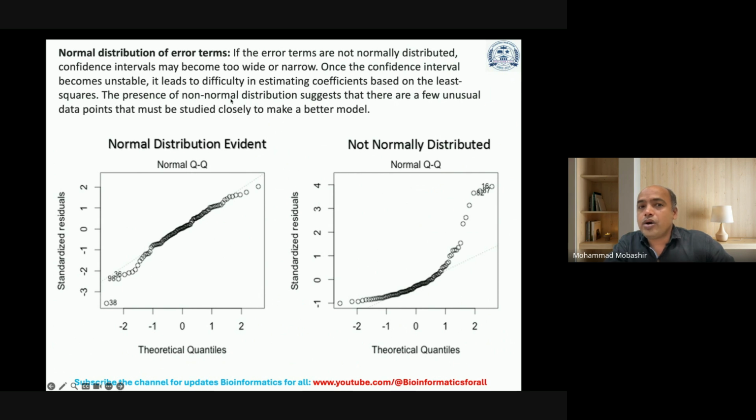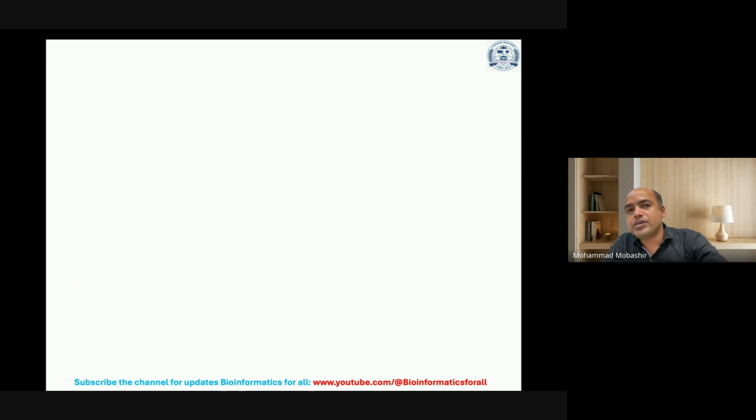The presence of non-normal distribution suggests that there are a few unusual data points which must be studied closely or deeply to make a better model. So this is what you need to understand from these plots.